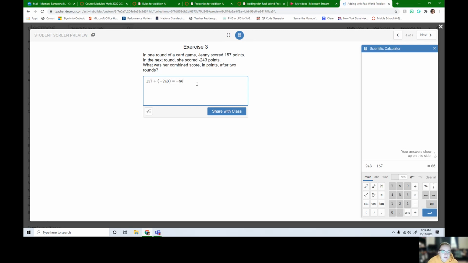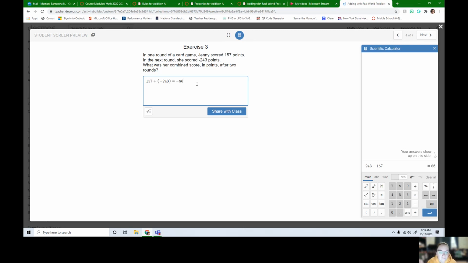The other thing I want to tell you is now that we're getting good at these rules and you can estimate, you should know by looking at 157 and negative 243 that you're going to get a negative answer, and you should be able to have a good estimate of what it would be. Maybe it's about -100, just from looking at that, if you rounded and estimated. If you typed it in your calculator and you got 300, you would know what's wrong.